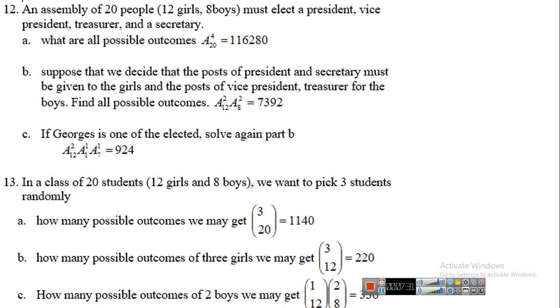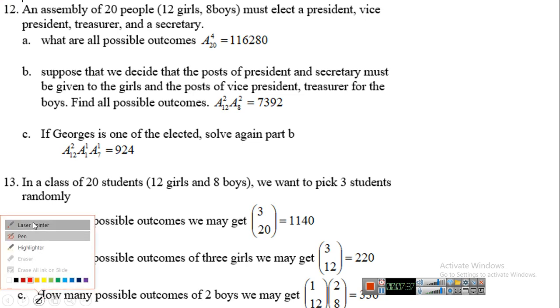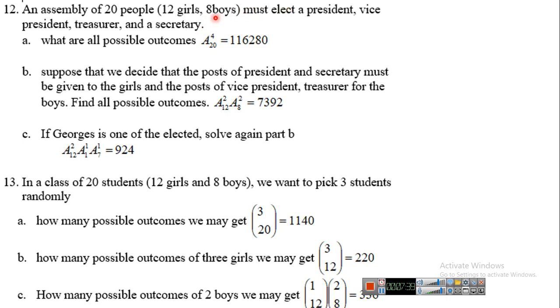Number 12, an assembly of 20 people. You have 12 girls and 8 boys who must elect a president, vice president, treasurer, and secretary. What are all possible outcomes? You know that the order is important here because if I'm the president and someone else is the vice president, we cannot permute it, it will be different. So arrangement 4 out of 20.